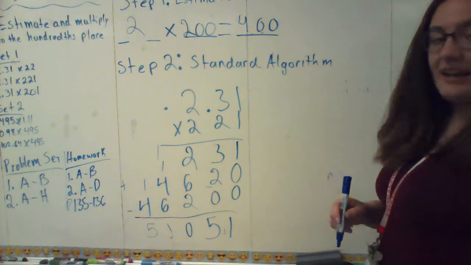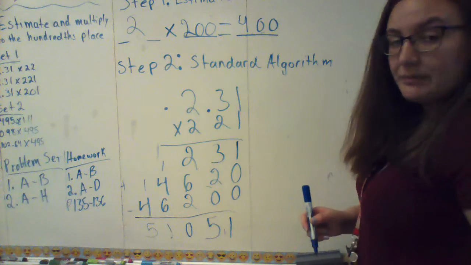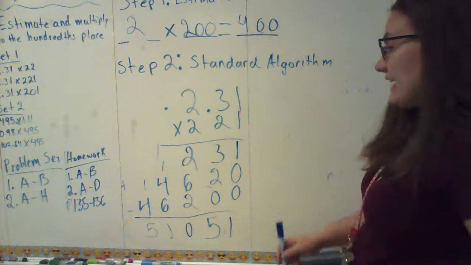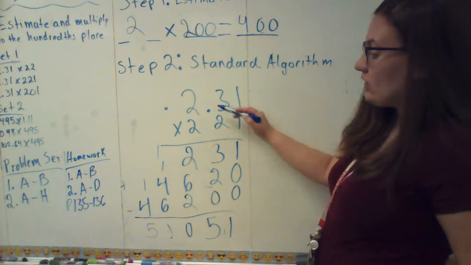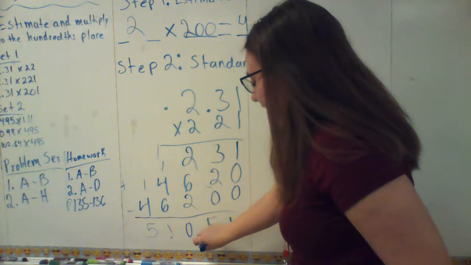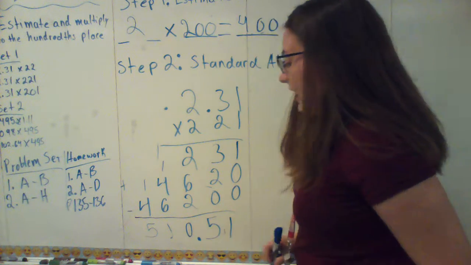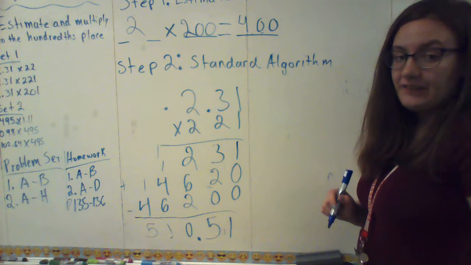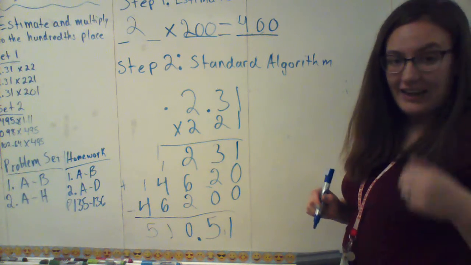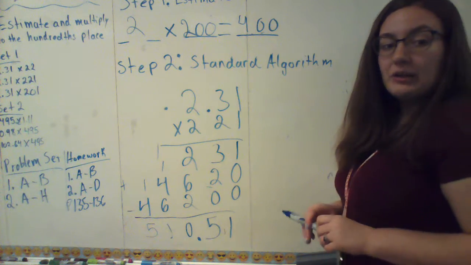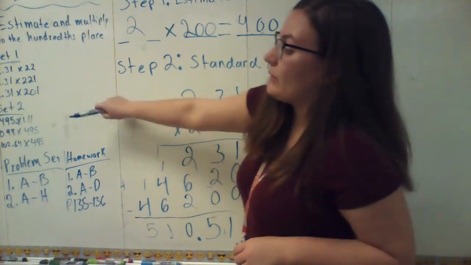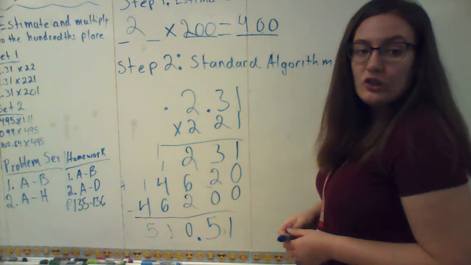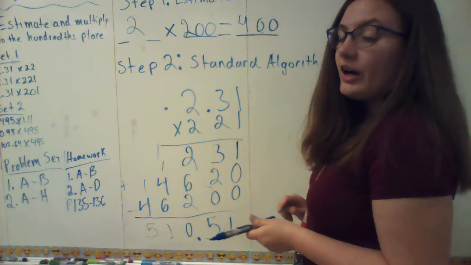Now remember, it's not that I have 51,000. 51 is my answer. I have to make sure that my decimal goes into the right spot. So I'm going to have my decimal go straight down. And I get my final answer of 510 and 51 hundredths. You got this answer? Great job. We're going to move on to the next question in this set, which is 2.31 times 201.